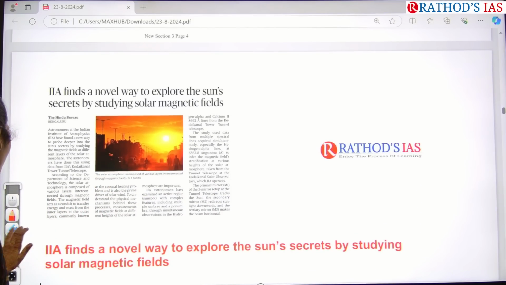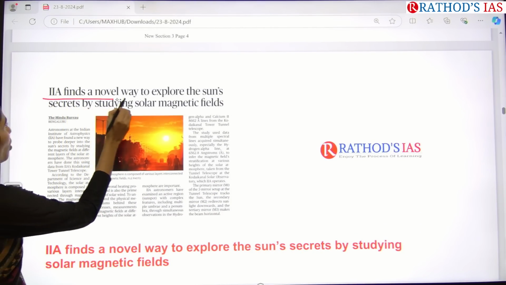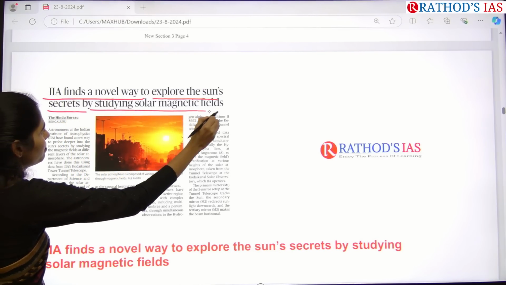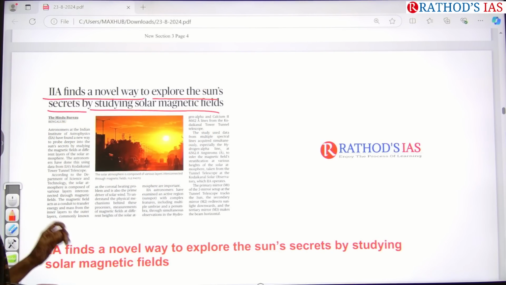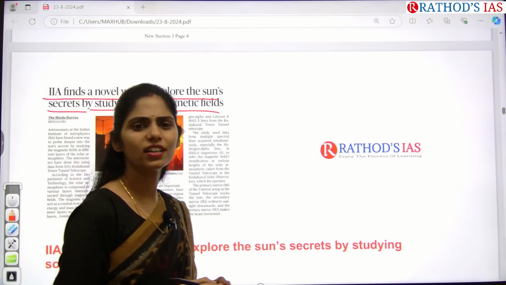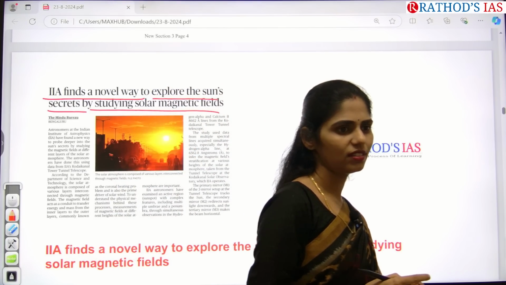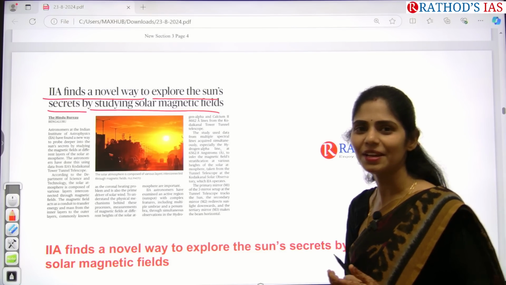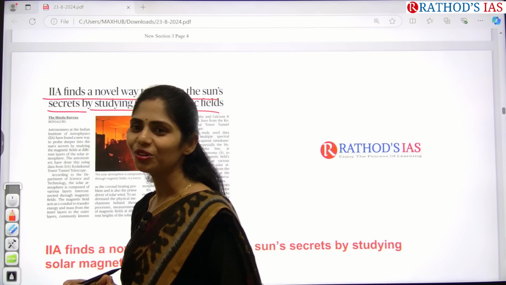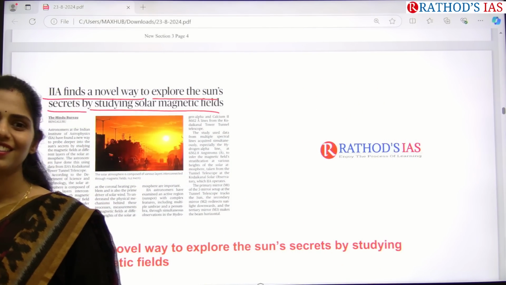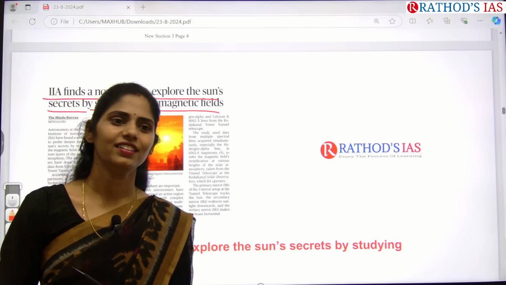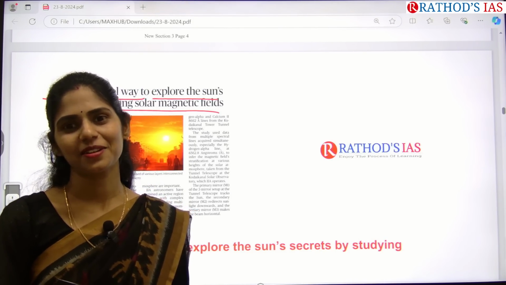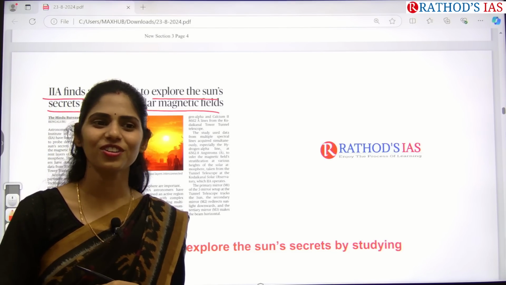And see this article: IIA finds a novel way to explore the Sun's secrets by studying solar magnetic fields. How many layers are there in the Sun, the structure of the Sun? You have studied in geography. What are they? Core, convection zone. Next, radiative zone. Very good.